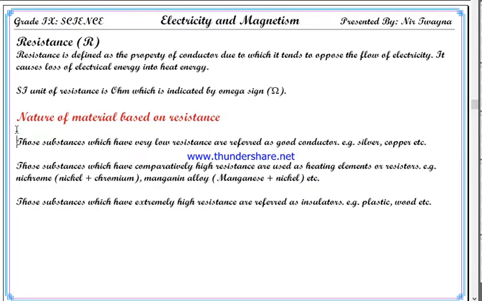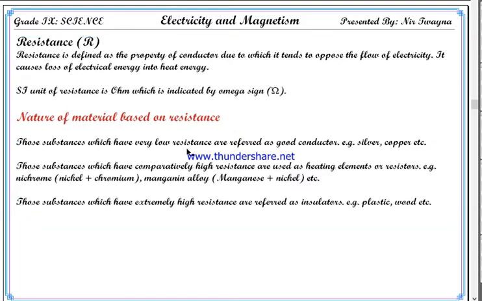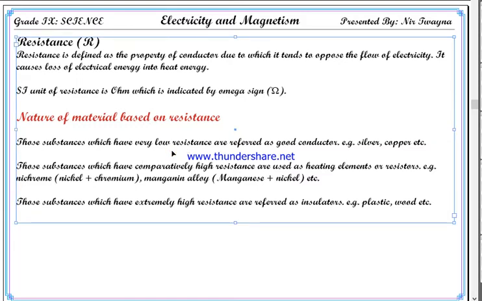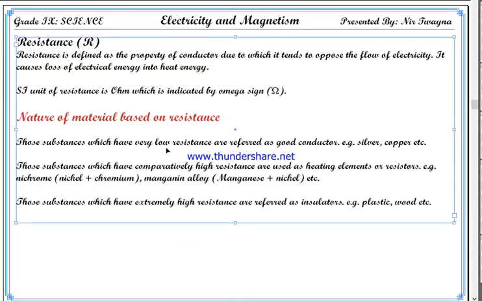Okay, first of all, those substances which have very low resistance. Very low resistance means they would allow maximum amount of current to flow. They are known as good conductors. They would allow maximum number of electrons or electricity to flow. Some examples: silver, copper, gold, etc., which are also used for making wires.